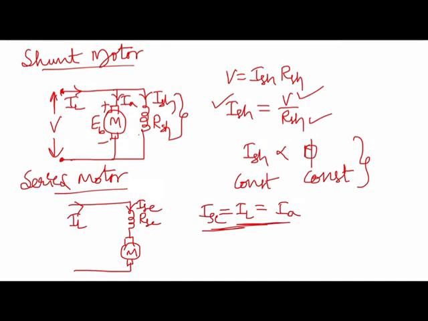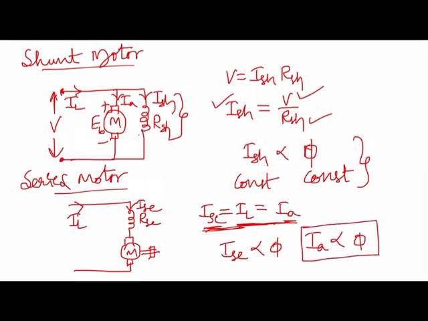This load current is not constant; it is always varying depending on the mechanical load connected at the armature of the DC series motor. So this IL always keeps on changing, which means IA also changes, ISC also changes, and the flux produced also changes. So from this we can say that ISC is directly proportional to phi, or IA is directly proportional to phi in case of the series motor.